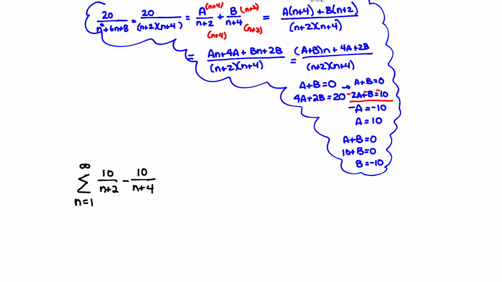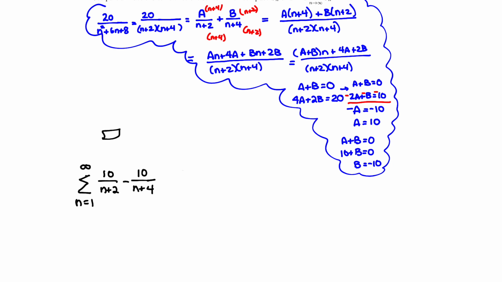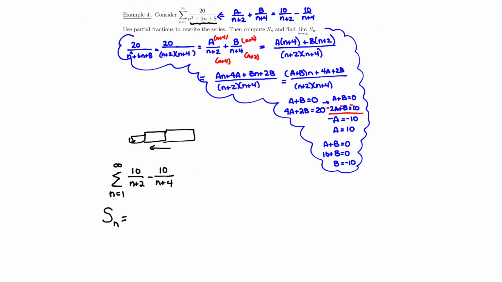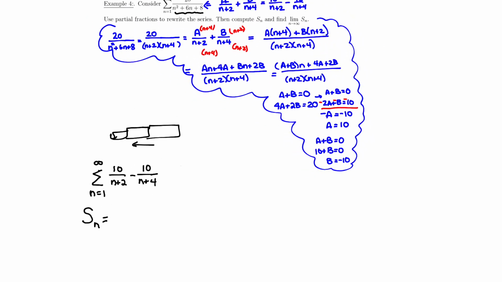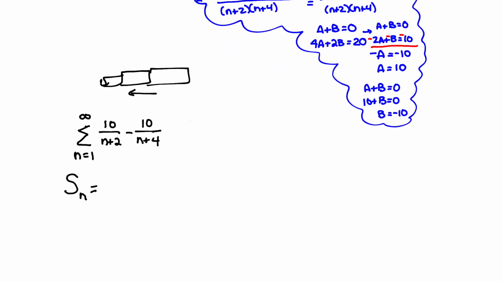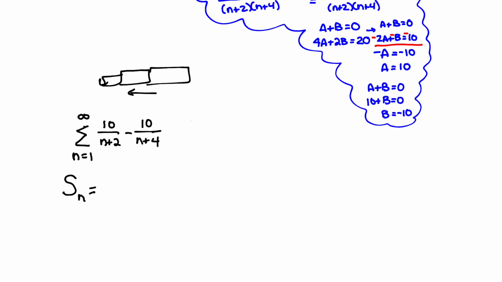A telescoping series is that idea where you have these terms and they're going to cancel, and so everything's going to smush down, right? So the idea is we want to be able to smush them down and cancel a bunch of things. So I want you to find S sub n. Now that we've used partial fractions to get my rational expression rewritten, I want you to list out S sub n.